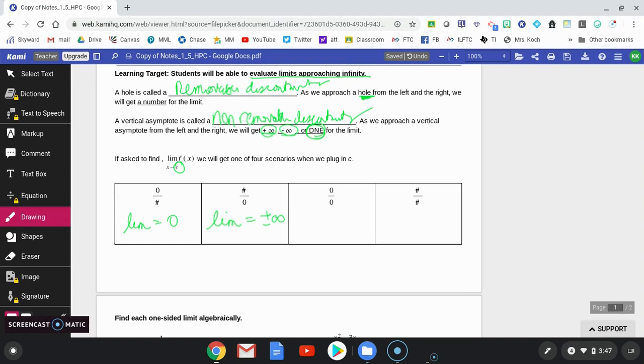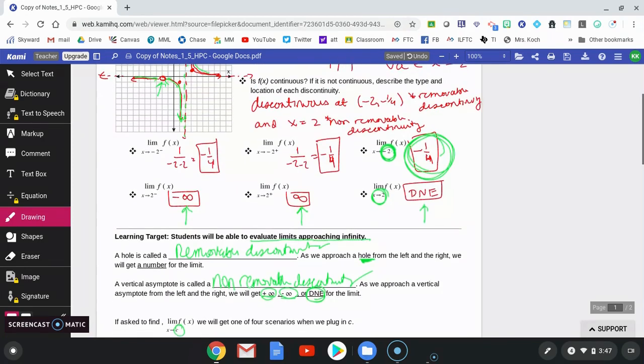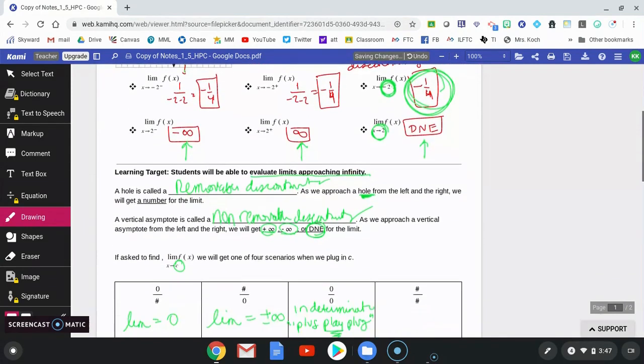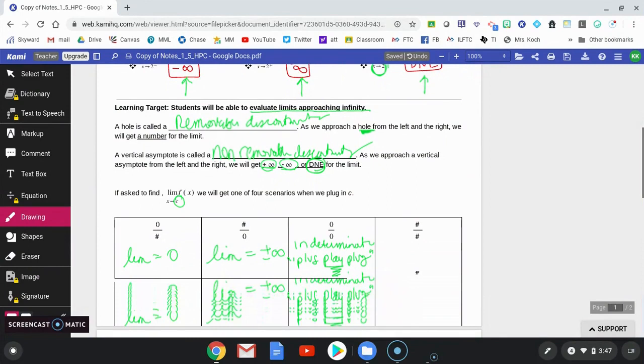0 over 0, we've been talking about this. This is called indeterminate. What we have to do is the plug, play, plug idea, where we plug in the value and we end up getting 0 over 0. We say, no worries, we're going to play with it. In the warm-up, you can see that I played and reduced my function, and then I was able to plug in and figure out what the limit was. When I did that, I ended up getting a number as the final answer.